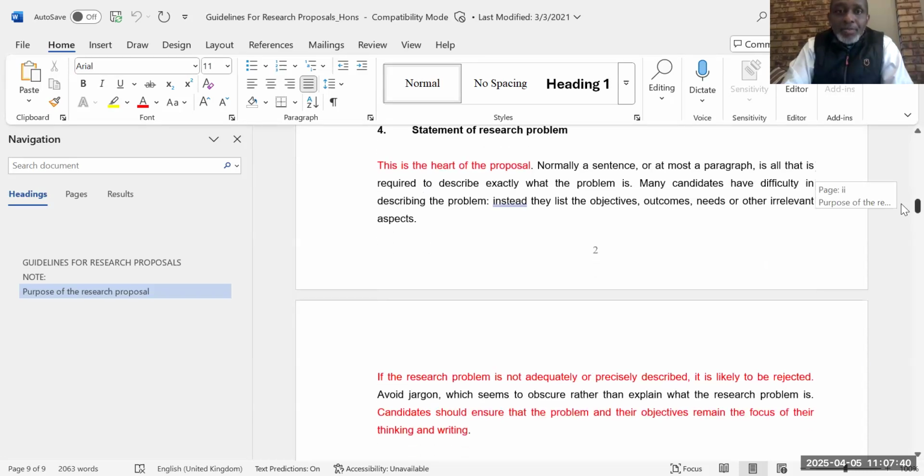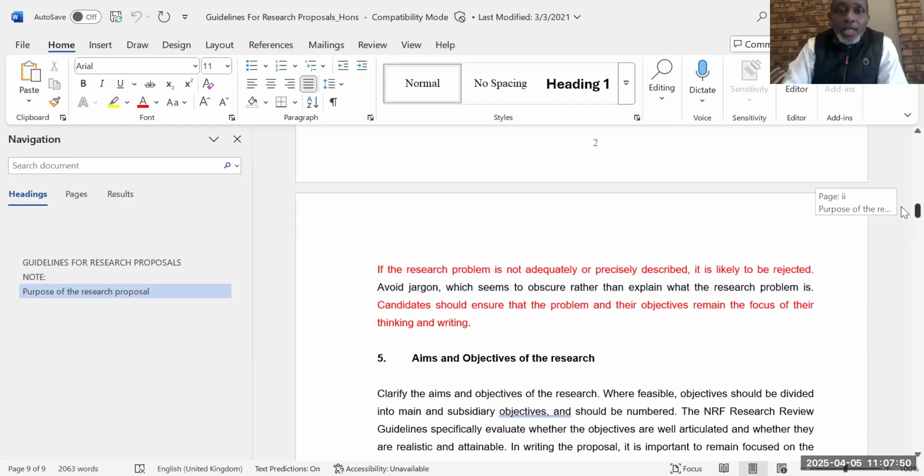After this, in this part, you avoid jargon, you explain your concepts clearly, as I said earlier, and you link it up with your objectives. Then the aims and the objectives of the research.